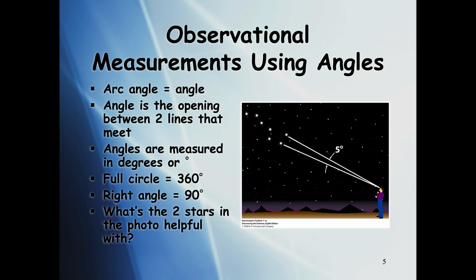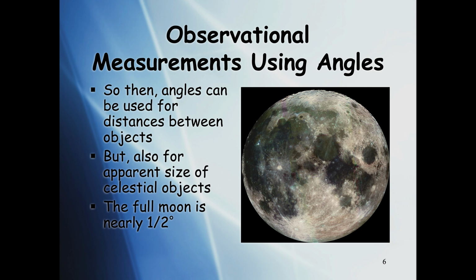If I talk about a right angle, that's going to be your 90-degree angle, which again would be from horizon to zenith, or straight up above you to out on the horizon. And that's kind of our intro to working with angles.